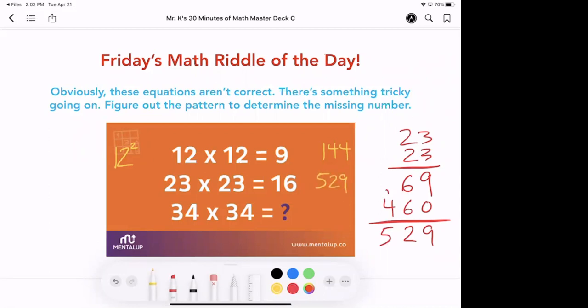Does anybody see a relationship between 9 and 144 and 16 and 529? Go ahead, take a second and think about that. Let me give you some Jeopardy music, see if you can figure it out.